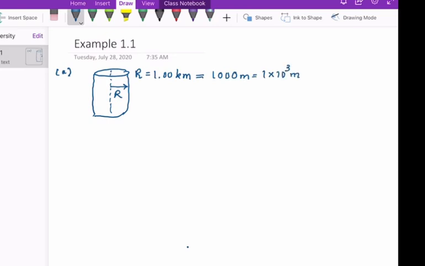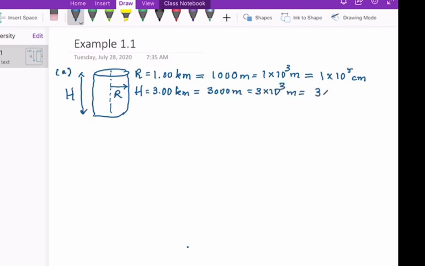For reasons that you'll see in a minute, I also want to convert this to centimeters. I will let you do that. You get 1 times 10 to the 5 centimeters. The other important dimension for this cylindrical cloud is the height, which I'll denote with a capital H. I am told that H is 3 kilometers, 3,000 meters, 3 times 10 to the 3 meters, or 3 times 10 to the 5 centimeters.